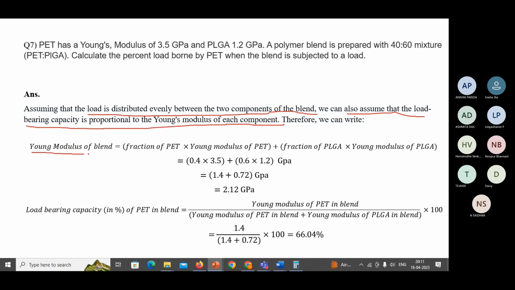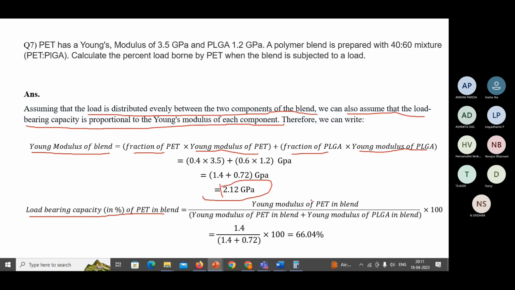So the Young modulus of the blend is equal to the fraction of PET times the Young modulus of PET, plus the fraction of PLGA times the Young modulus of PLGA, as per the previous question. So the value comes as 2.12. Then we are going to calculate the load bearing capacity in percentage of PET in the blend.